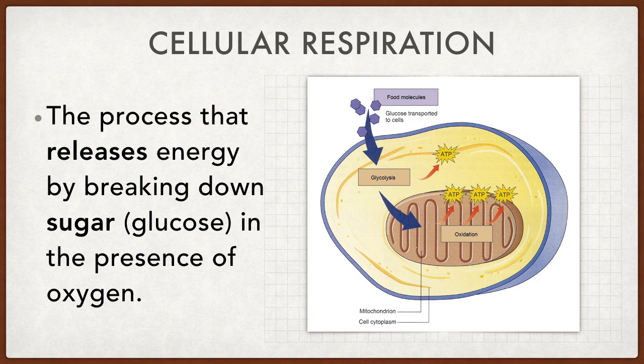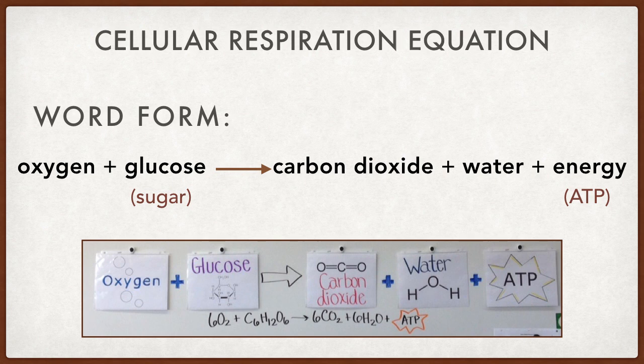Just like photosynthesis had an equation, cellular respiration has an equation. So in your notes, this is when you have oxygen plus glucose yielding or making carbon dioxide, water, and energy, ATP energy. So write this down. Cellular respiration: oxygen plus glucose, they're the ingredients or reactants, yield or make carbon dioxide, water, and energy, ATP.